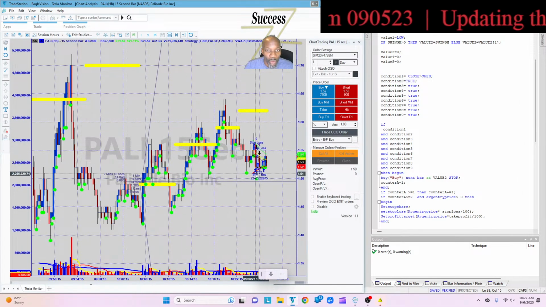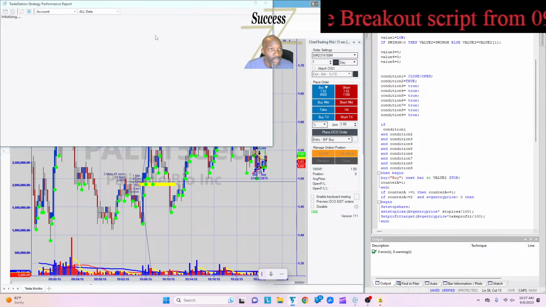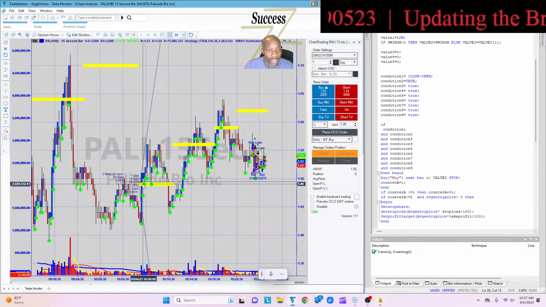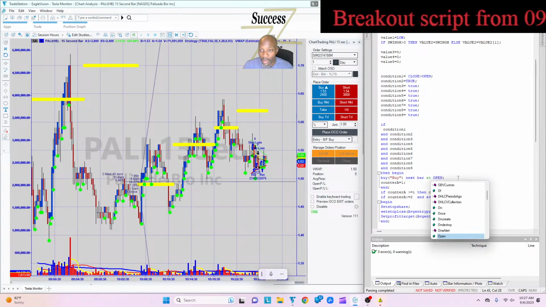No, it only bought one. It bought one here. Nah, that's not right. Where's the report at? Nah, that's not right. It's skipping all these, or did these not touch? So we can find that out by saying, instead of buy next bar at value 2, we're just going to buy next bar at open. Okay, verify.